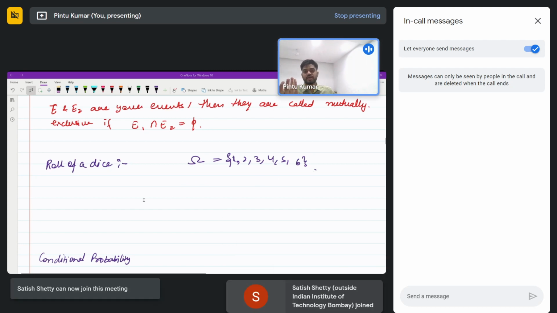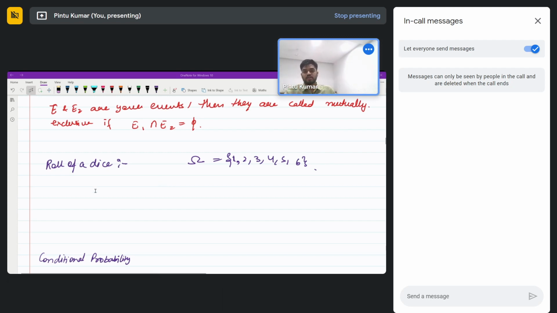Okay. So let's say the die was fair and the chance of occurrence of every element on the die is the same. Then my probability of 1 would be the same as probability of 2, the same as probability of 3, and so on, which would be 1 by 6.